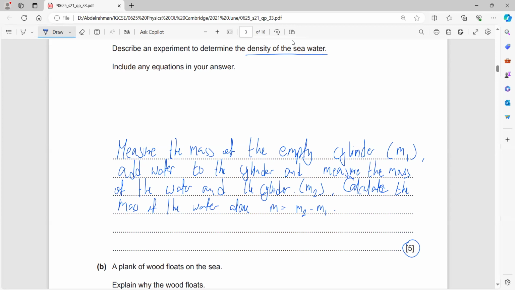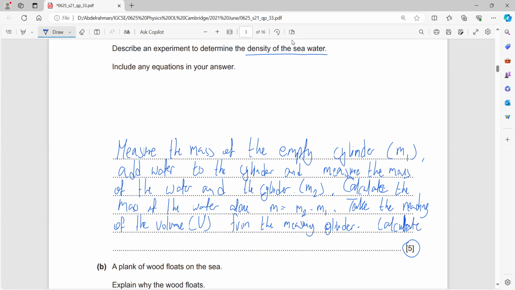Then I need to find the volume. Take the reading of the volume, V, from the measuring cylinder. Then calculate the density. D equals what? Very simply, very easy. D equals M over V.